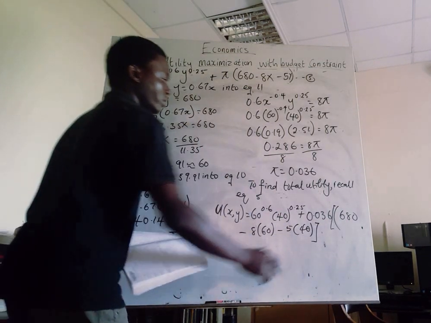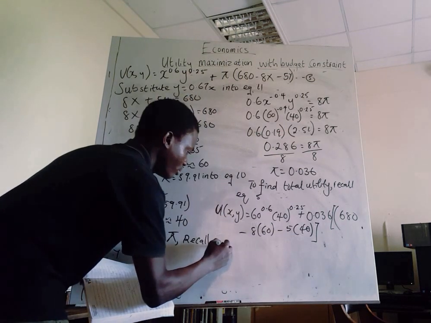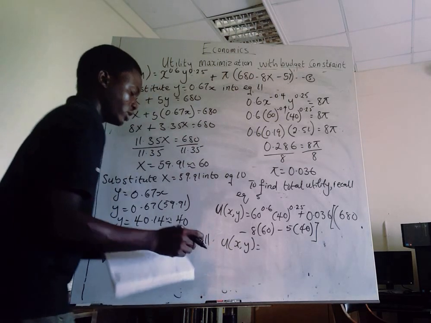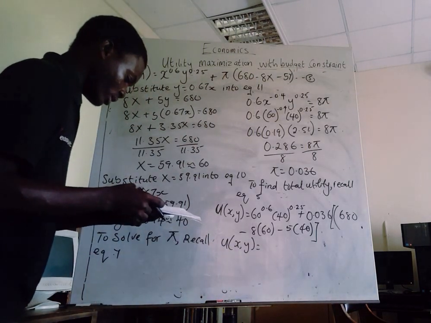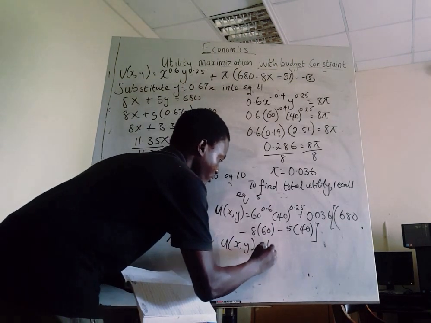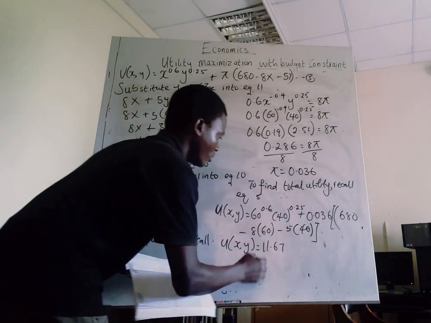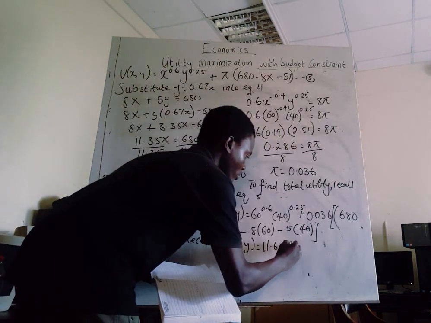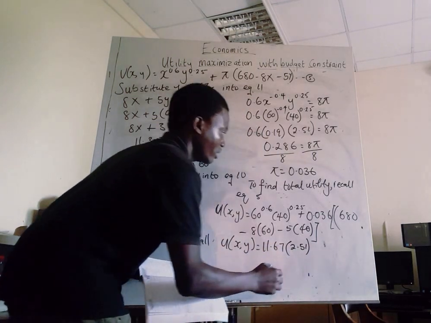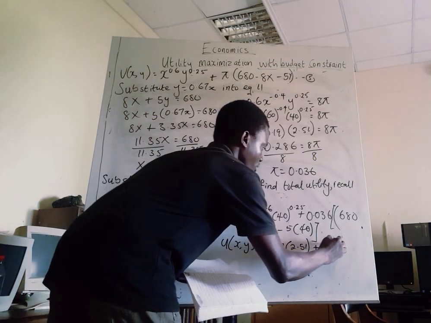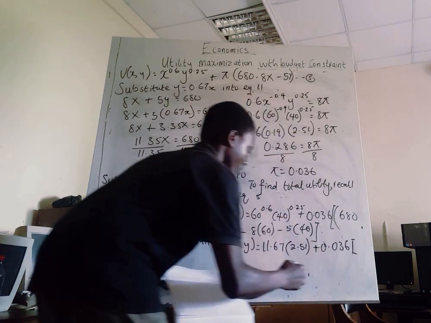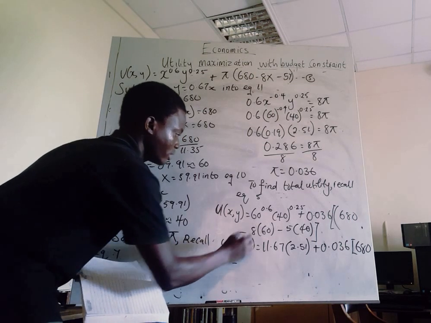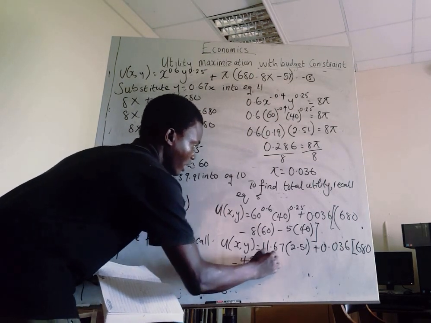By the time we do everything that is here, we have U(x, y) equals 60 raised to 0.6, which gives us 11.67, then multiplied by 40 raised to 0.25, which gives us 2.51, then plus 0.036 into brackets 680 minus, this is now 480, and this is now 200.